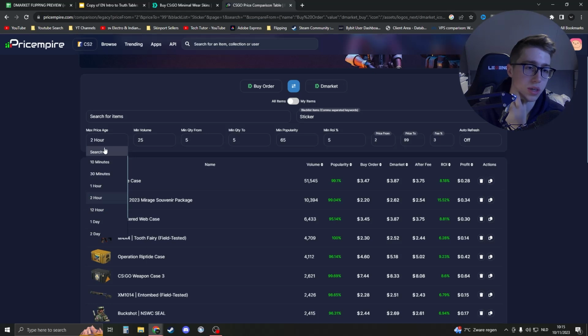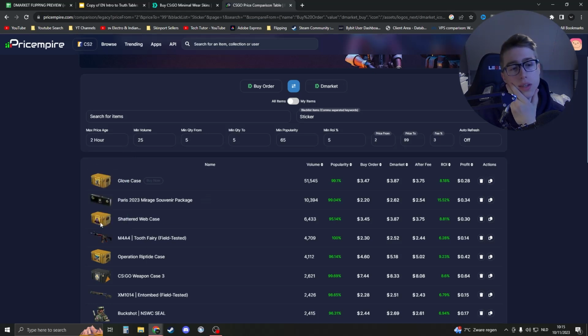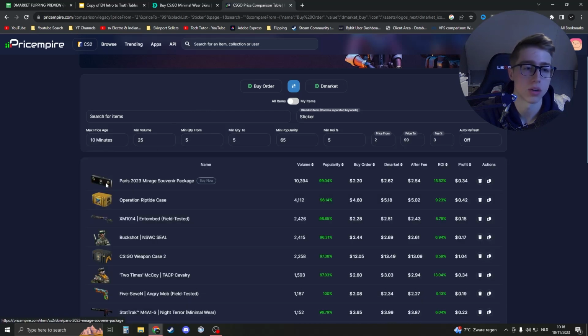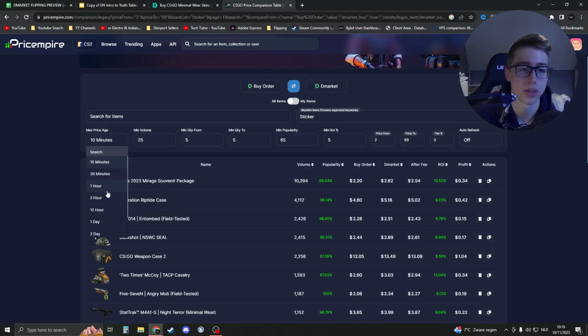Then what do we see here? The max price age. Well, basically this app is scraping all the data. So it's scraping all the prices from all the sites. How old should this price be? Well, if you click on 10 minutes, there are gonna be a lot less information. So make sure it's on 2 hours.